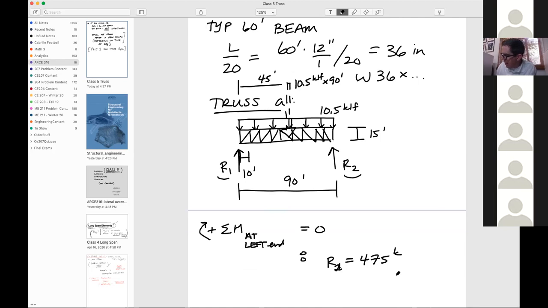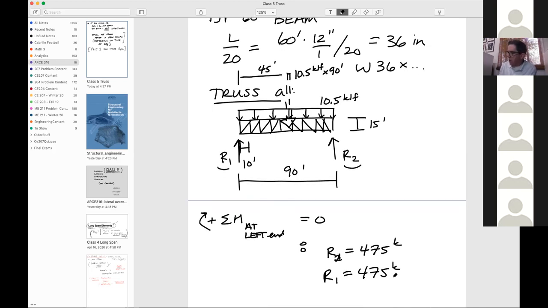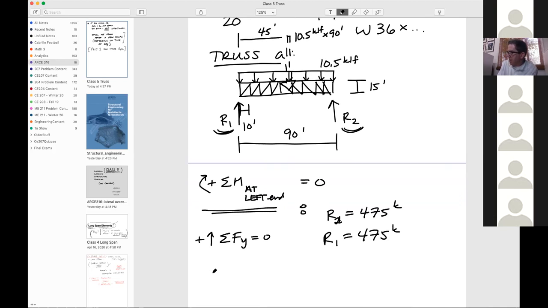And also, the sum of the forces in the y direction, or by symmetry, we would also know that R1 is equal to 475 kips as well. So we've basically used a very strong beam analogy here, right? We've solved for the reactions, R1 and R2, by using some statics. And then we can sum the forces in the y direction. Okay, very basic level of it. And so we're actually ready now to transfer those loads, or what's going to transfer to the cantilevered truss.